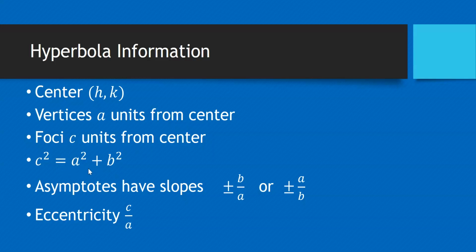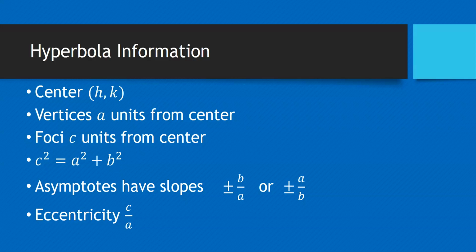Now we're going to have a different equation for finding c than we did with the ellipse. With the ellipse, we had a squared minus b squared. Well, we're not guaranteed to have a be bigger than b, so in this case c squared is equal to a squared plus b squared.